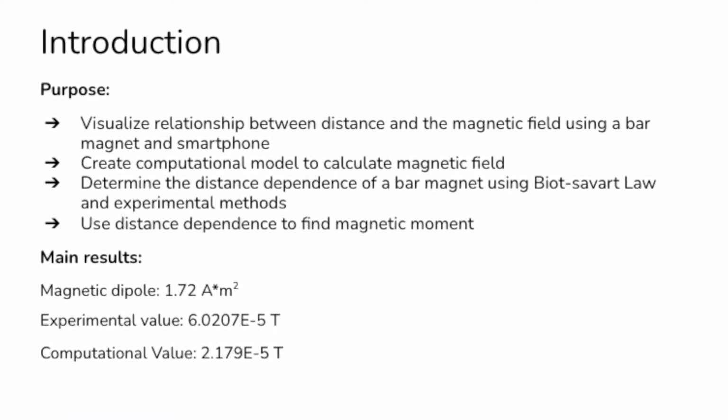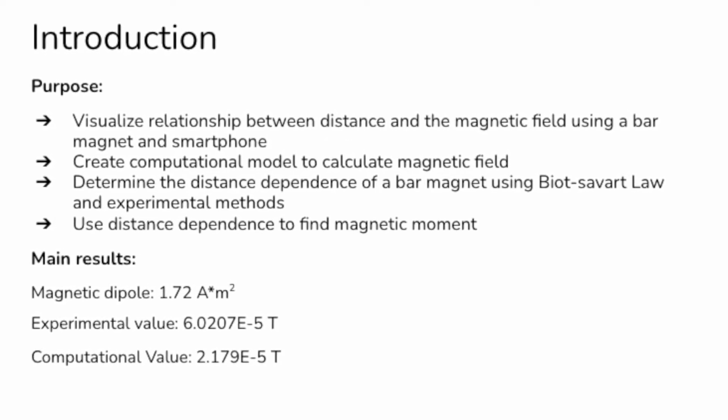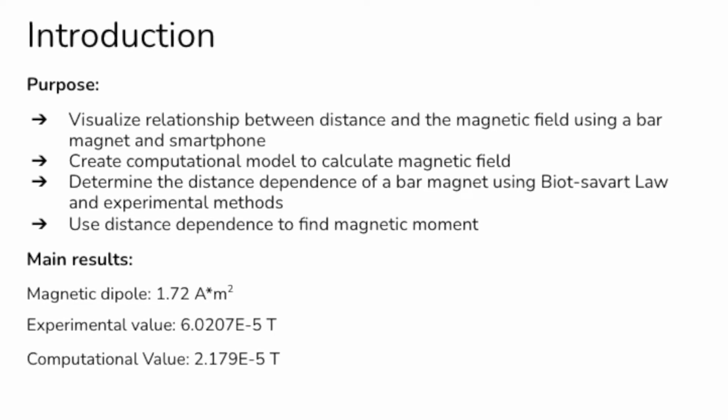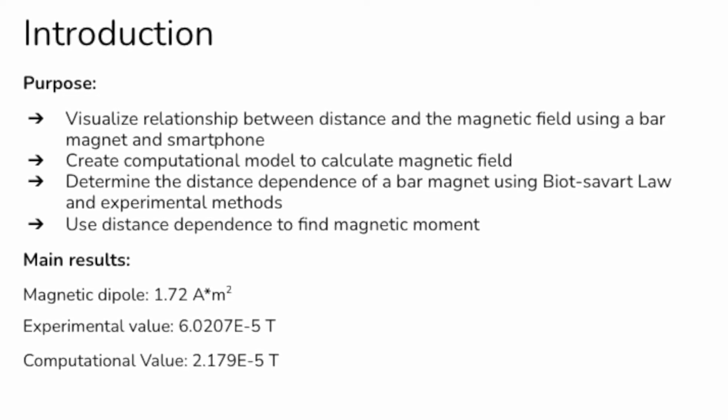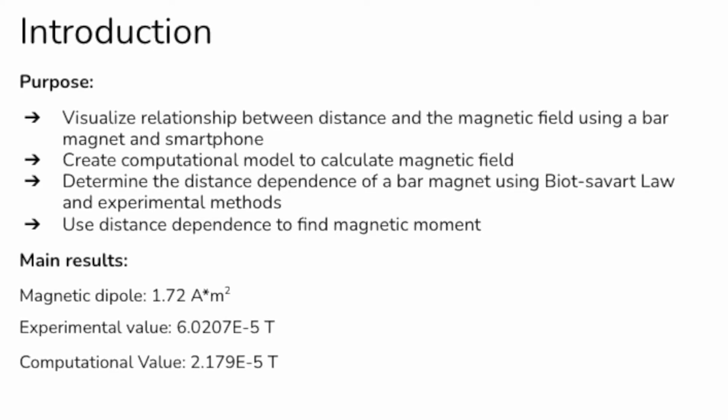For a preview of the results, the calculated magnetic dipole moment was 1.72 amperes times meter squared. The experimental value of the magnetic field was 6.02 e to the negative 5 teslas, and the computational value is 2.17 e to the negative 5 teslas.